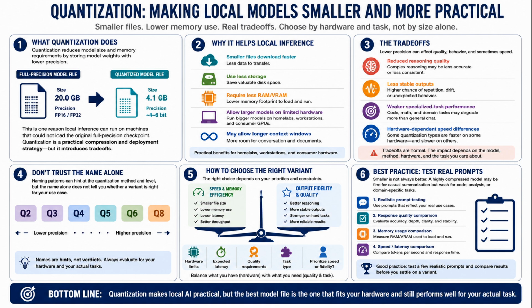The cost is that lower precision can affect quality, behavior, and sometimes speed. Aggressive quantization may reduce reasoning quality, make outputs less stable, or hurt specialized tasks. Some quantization types are faster on certain hardware and slower on others. Naming patterns can hint at the quantization method and level, but the name alone does not tell you whether it is right for your use case. Smaller is not always better.